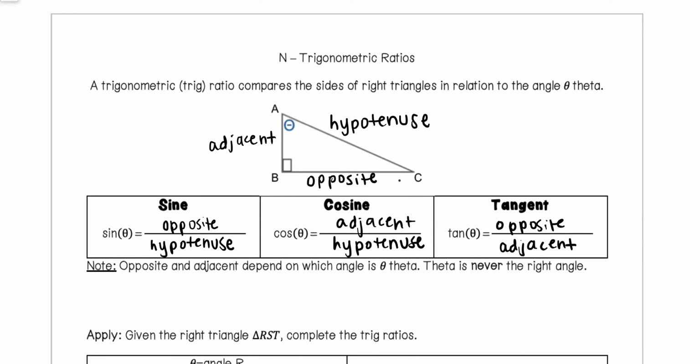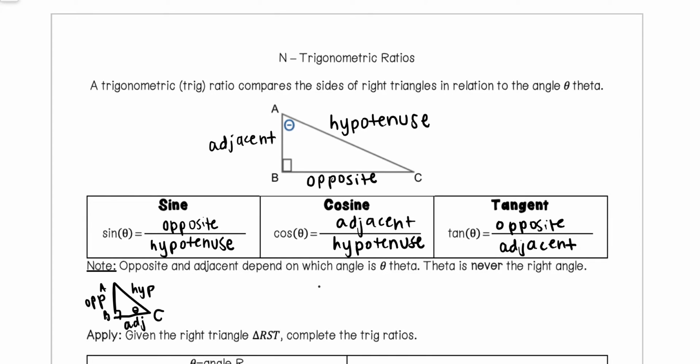You're taking these as a function, so it's not like sine is being multiplied by theta, it's saying the sine of theta, so you're putting it into the sine function. The opposite and adjacent will depend on which angle is theta. If we had drawn it another way where we had triangle ABC again, and said that our theta was now at angle C, our hypotenuse is still across from B, but now the opposite would have been this side, and the adjacent would have been over here. So it depends on which angle is theta. But theta will never be the right angle. It's going to be one of the two acute angles in a right triangle.